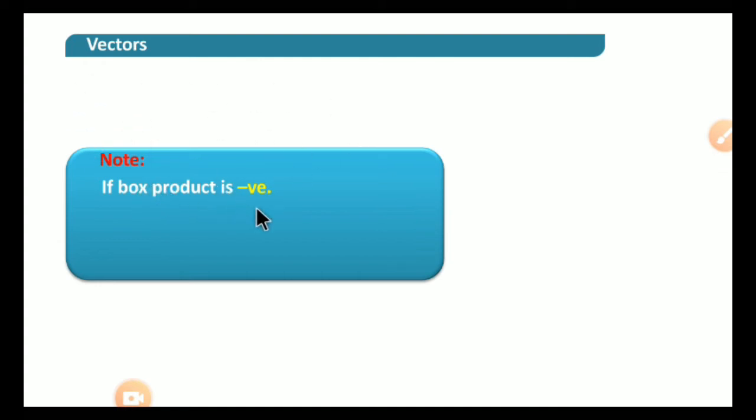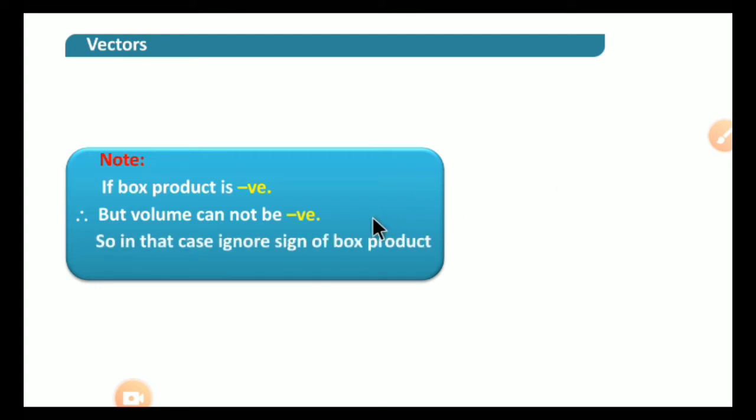If the box product is negative, volume cannot be negative. So in that case ignore the sign of the box product. Students, whenever you get a minus sign while finding the volume of a tetrahedron or parallelepiped, just neglect it and consider it positive, because volume can never be negative. So therefore we have to take it as only positive.